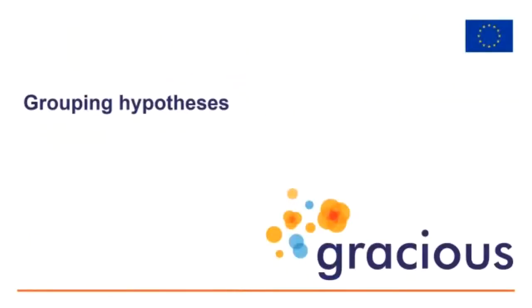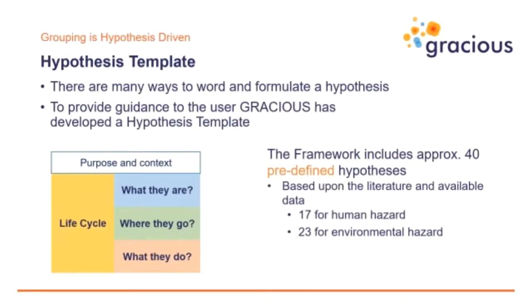I'm now going to talk about the grouping hypotheses. So this is the hypothesis template that I described earlier on. It helps you to generate a hypothesis that includes all of the information needed in a way that's consistent from one hypothesis to another. So it allows you to indicate the purpose of grouping, but also the context. So the context means, is it for an environmental application? Is it relevant to consumer, or is it an occupational setting?